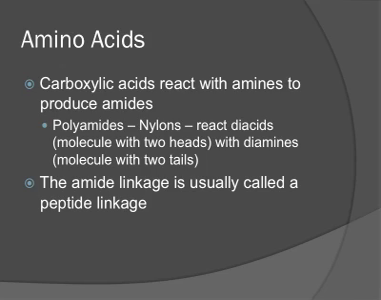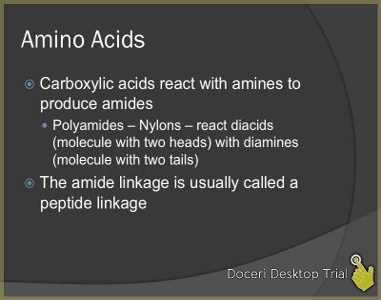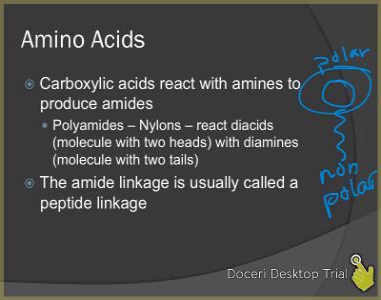So basically what happens is you react diacids, which are molecules with two heads. If you remember back when we were talking about polarity and soaps and detergents, we would draw things with a head and a tail, and this was our polar end, and this was a non-polar end. This is what I'm talking about when I'm saying we have a molecule with two heads versus one with two tails. Polyamides are when you take diacids, which are molecules with two heads, so it's going to be polar on both sides, and you react this with a diamine, which is a molecule with two tails.